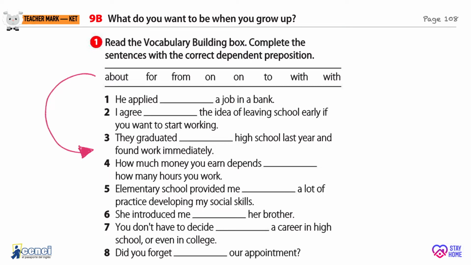I'm going to help you with the first one. He applied blank a job in a bank. What is better? He applied about a job? He applied with? He applied to? The answer is he applied for a job in a bank.